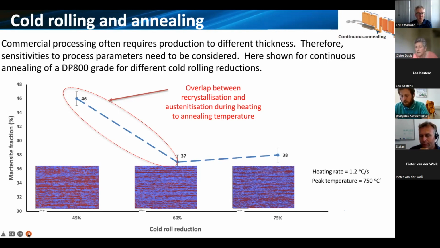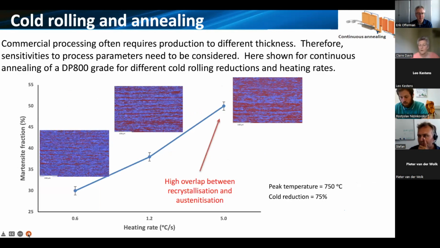The reason for that is because of the stored energy and the driving force for recrystallization compared to austenitization. When we have the higher cold rolling reductions, we have greater stored energy and driving force for recrystallization, and recrystallization happens before the austenitization process. That isn't the case with the lower cold rolling reduction, so we get a difference in that balance of the austenitization and therefore the martensite fraction that is formed.